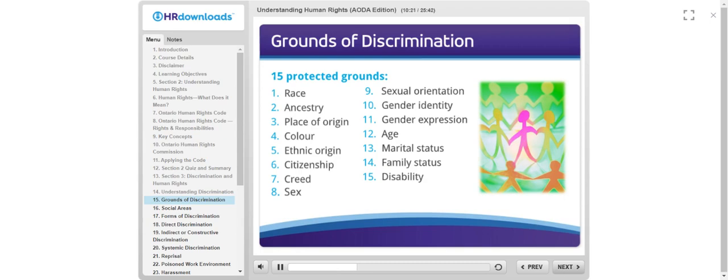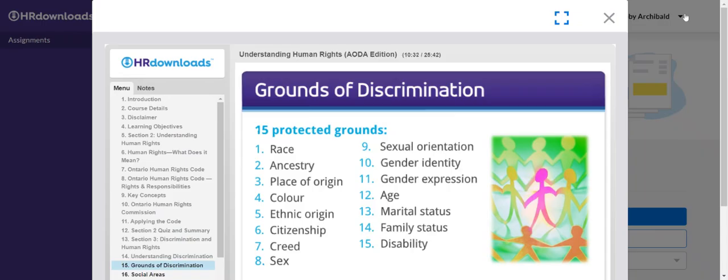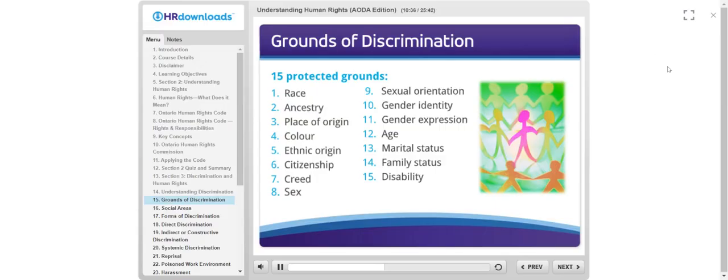8. Sex, which includes pregnancy and gender. 9. Sexual orientation, including persons who are gay, lesbian, bisexual, or heterosexual. 10. Gender identity. 11. Gender expression. 12. Age. 13. Marital status, including being single, married, widowed, cohabitation, and same-sex marriages. 14. Family status, or 15.